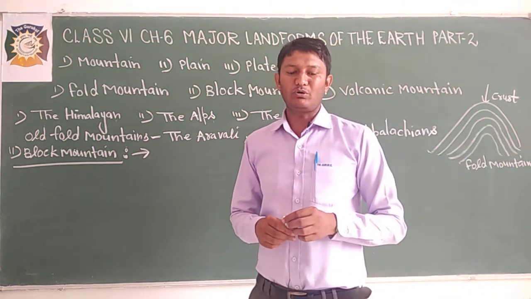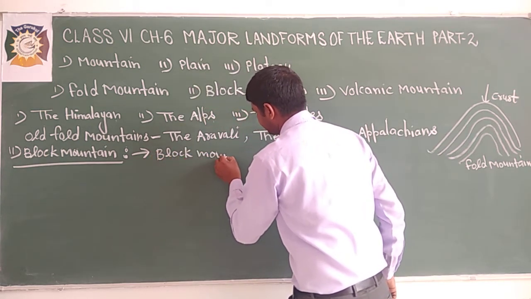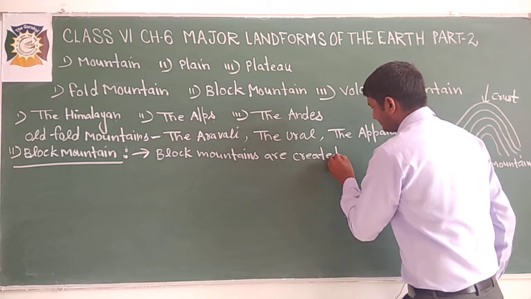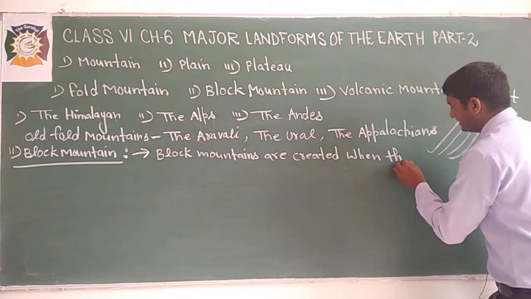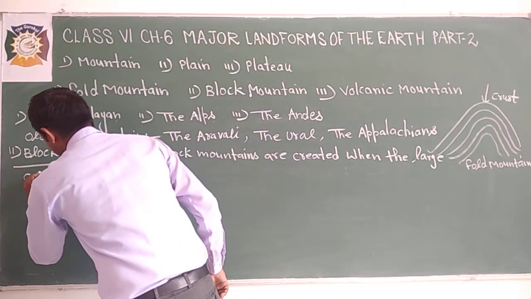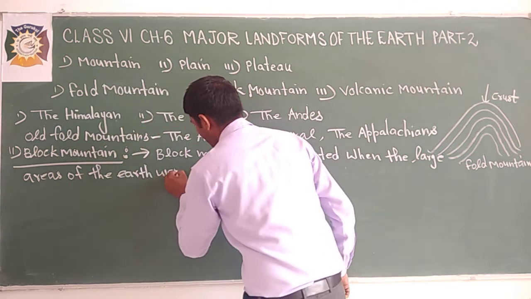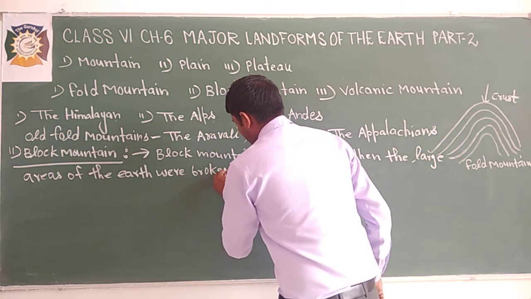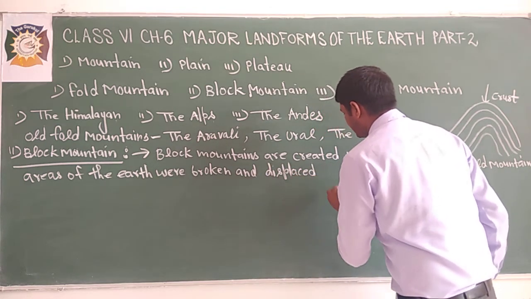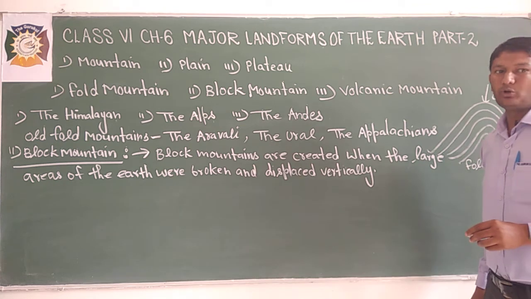So dear students, block mountains are created when large areas of the earth were broken and displaced, or you can say placed vertically. It led to the formation of the block mountains.